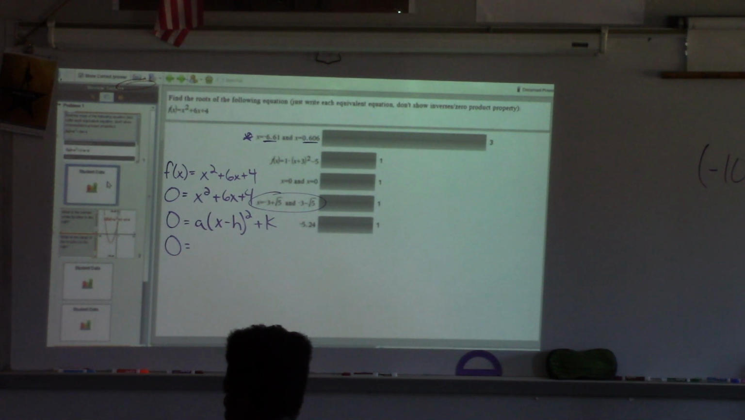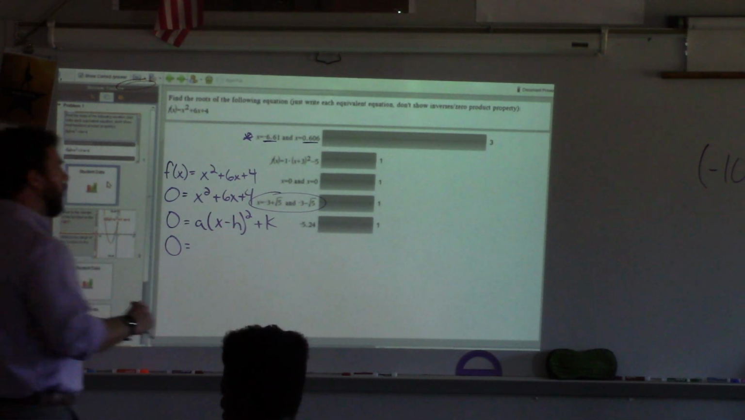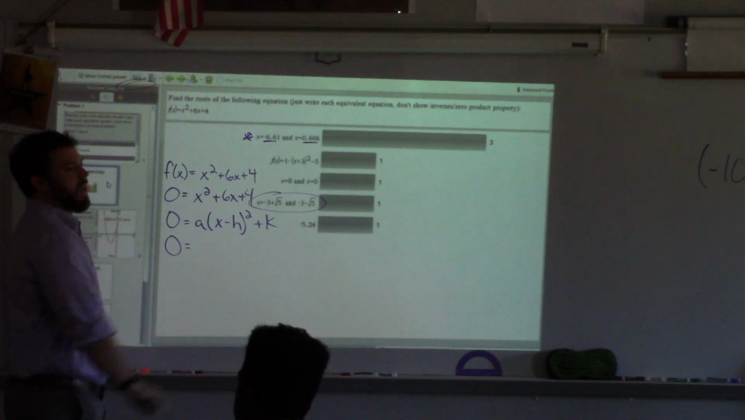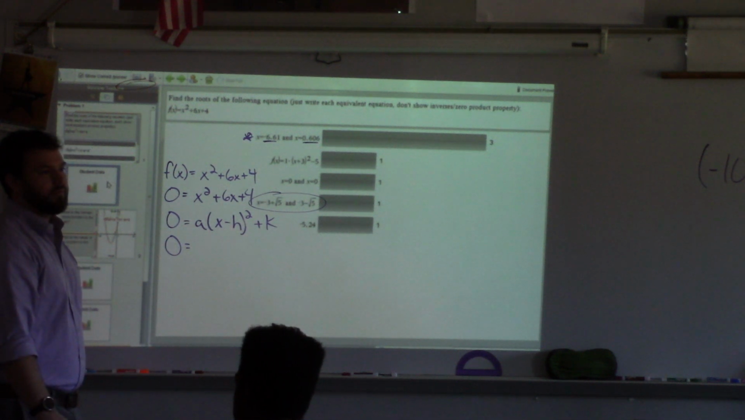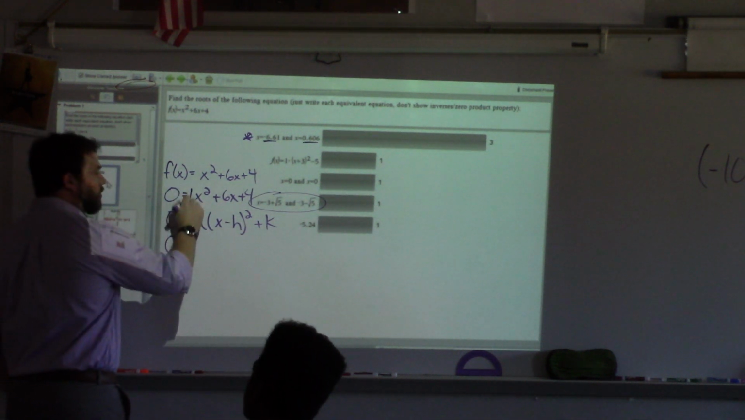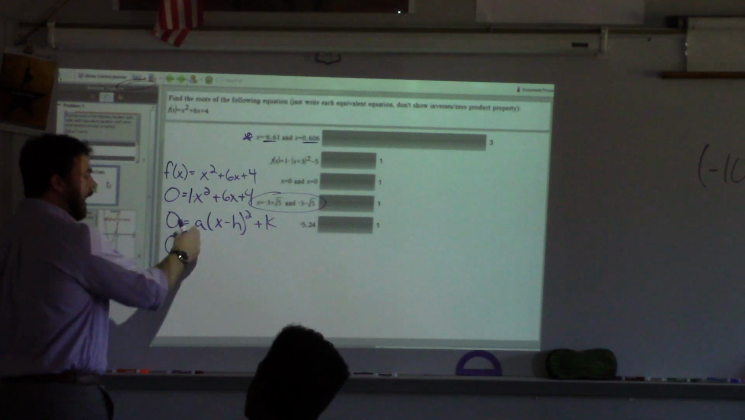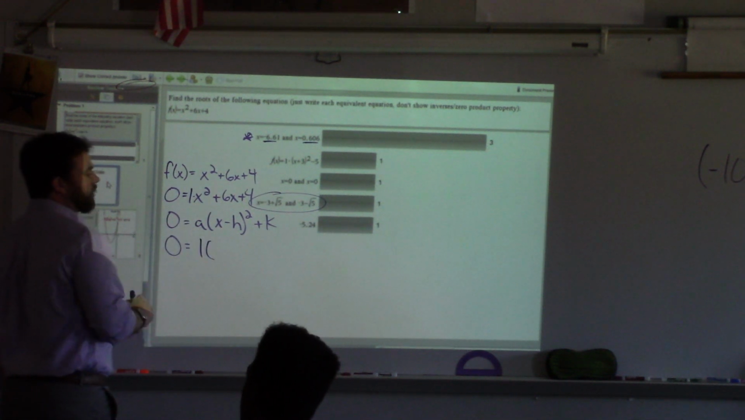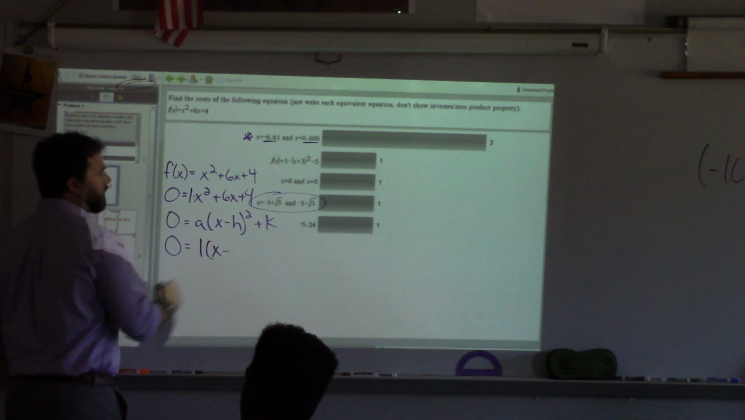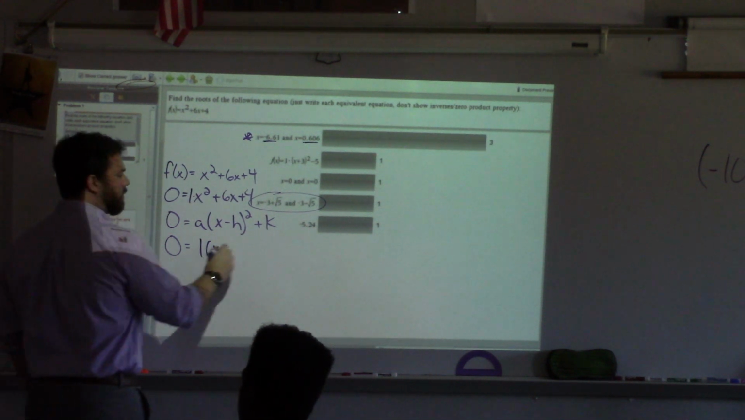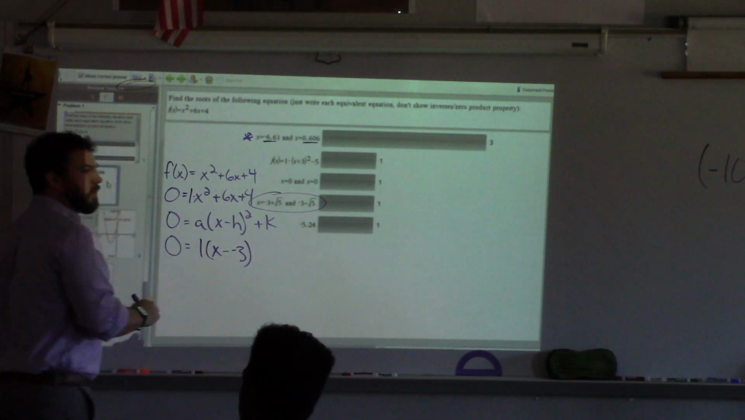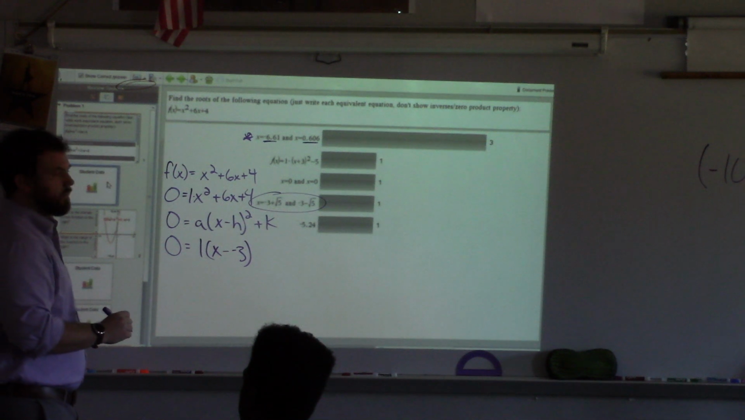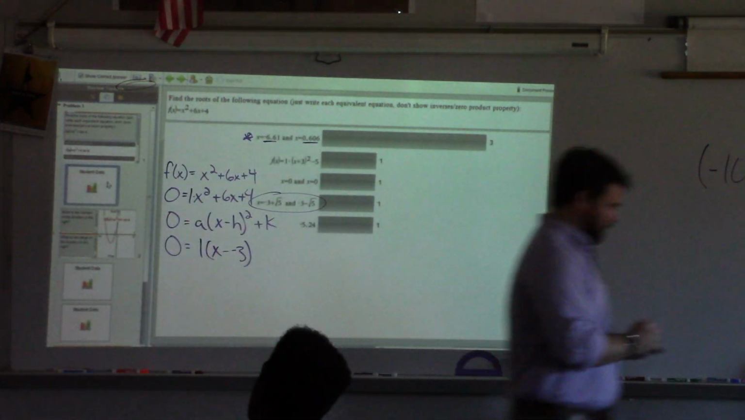No. Remember, if you are given the equation, does standard form have an A on it? It's understood to be 1. It's not written there because it's understood to be 1. I already know what A is. I don't have to solve for it. What was our value for H? -3. -3. See, where does that come from? The vertex. When you graph it.